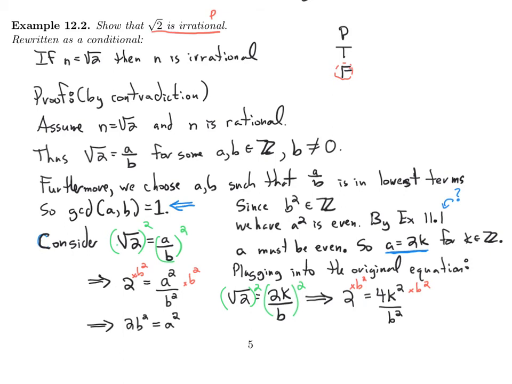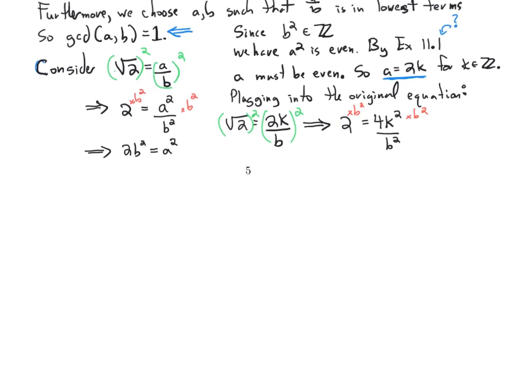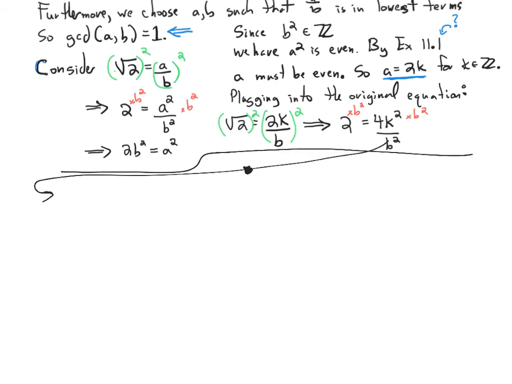Let me scroll, give myself a little more room. Don't worry about this page number here. Forget that exists. And we get that 2b squared equals 4k squared. And I'm going to divide both sides by 2. And we get that b squared equals 2k squared. So what does this tell me?